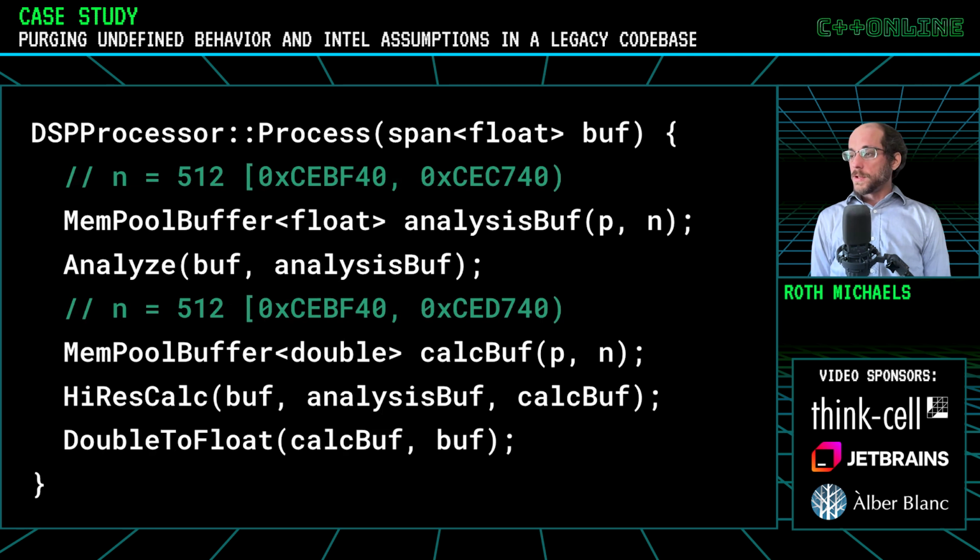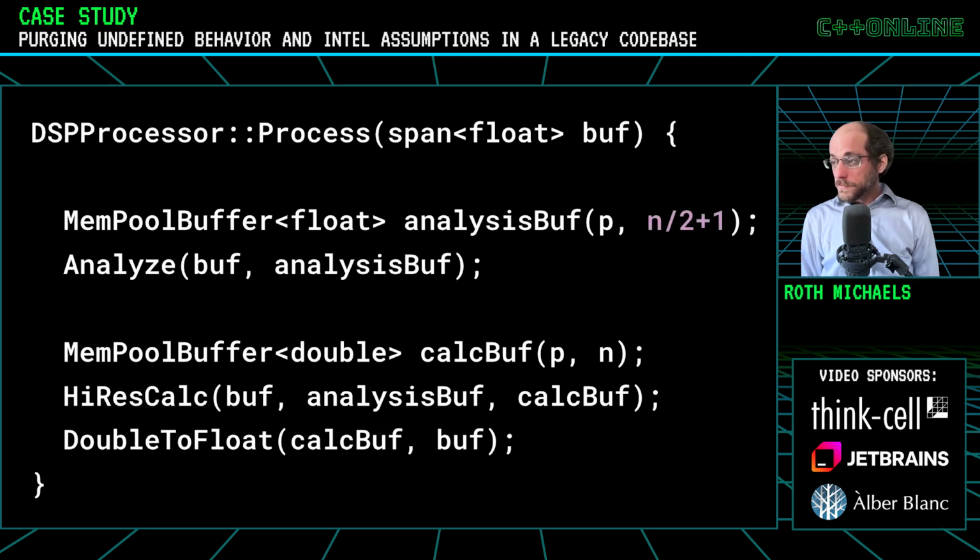So we would create a buffer from our memory pool of some size, and, like, let's say we're processing a buffer of size 512, and let's say it creates addresses of those hypothetical ranges. We call analyze on this hypothetical buffer, and then we create another buffer, this time of 512 doubles. It's of that range, and everything is cool. Those are all properly aligned for those types.